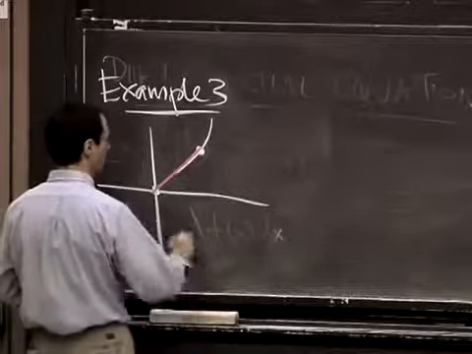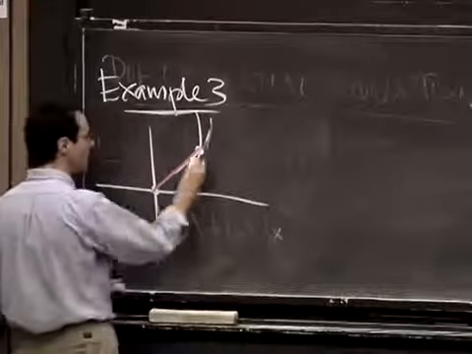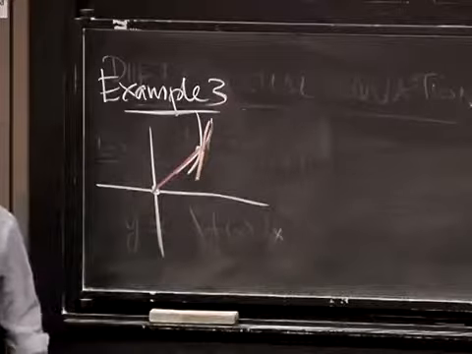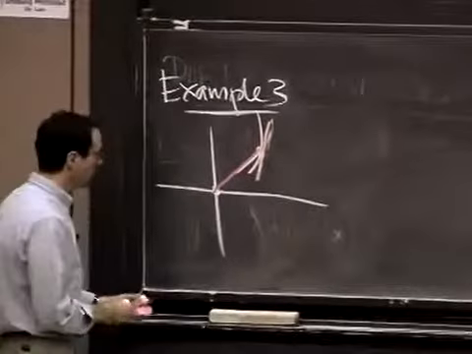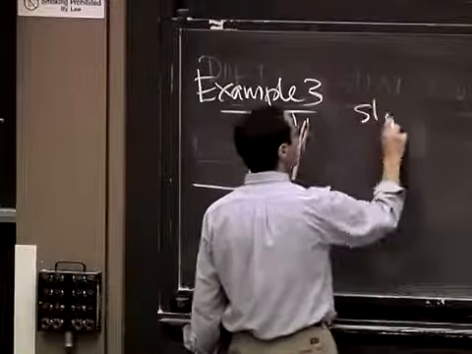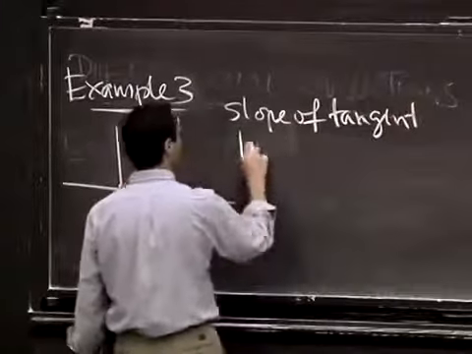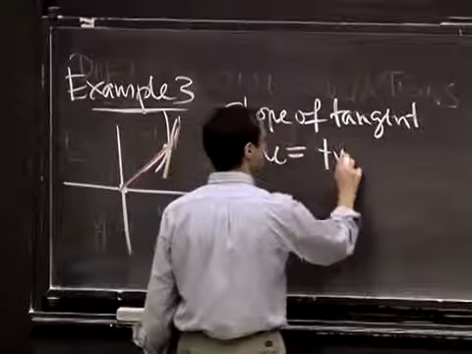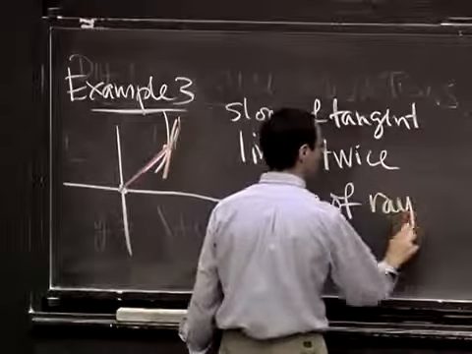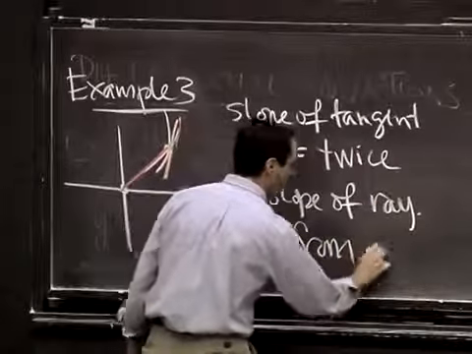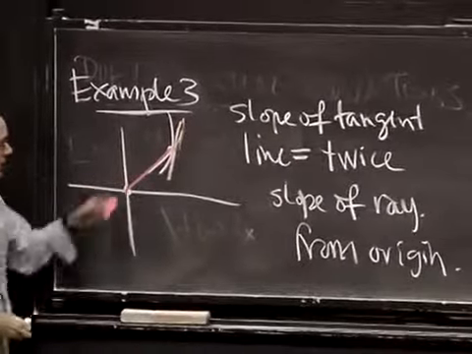Whoops, well, that's not going to be the one that I want. I think I'm going to want something which is steeper, because what I'm going to insist is that the tangent line be twice as steep as the ray from the origin. So in other words, slope of tangent line equals twice slope of ray from origin. All right, so that's the slope of this orange line is twice the slope of the pink line.